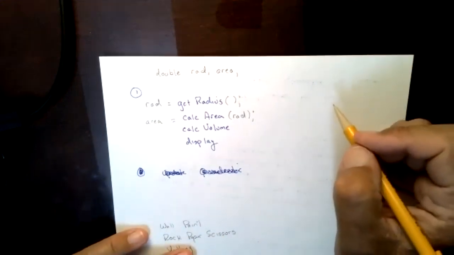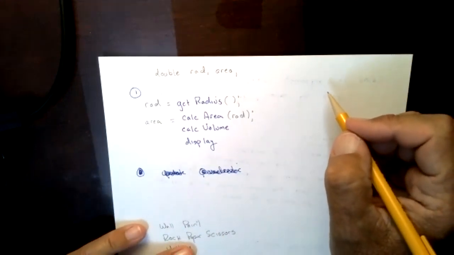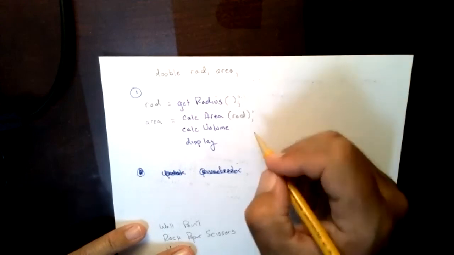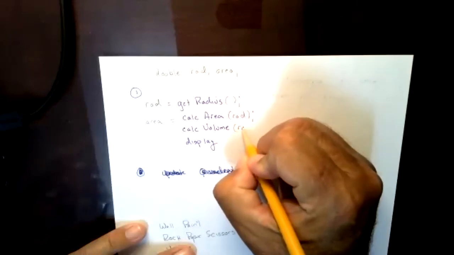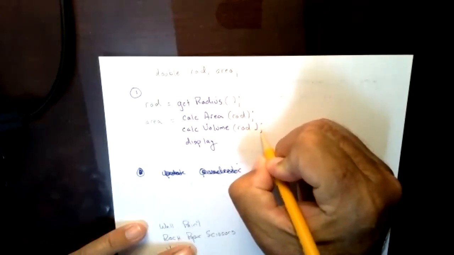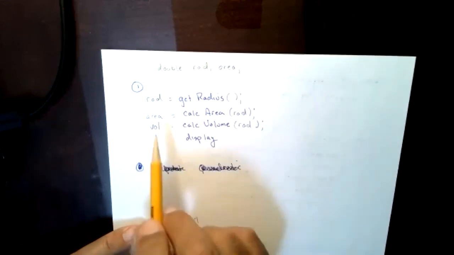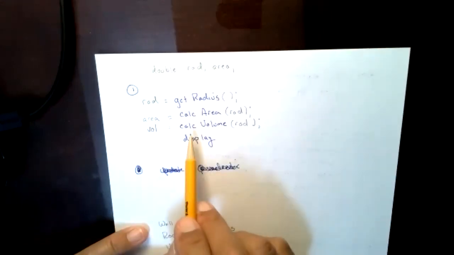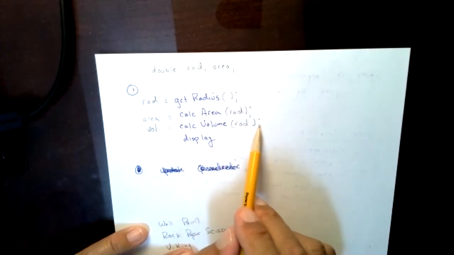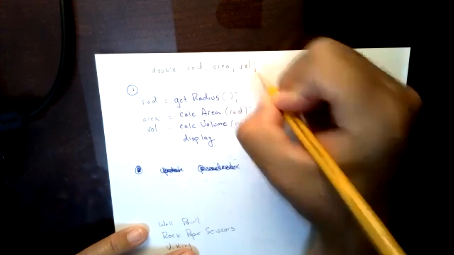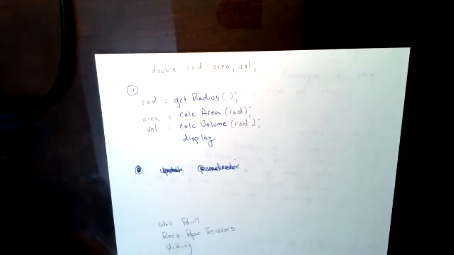Calculate the volume. Again, this is for a sphere, so it's the 4/3 pi r cubed, something like that. I'm going to have to pass in the rad again, and I'm going to return it and store it in vol. So my line is vol equals calcVolume, parentheses, rad, parentheses. So that's a third variable I had to declare.